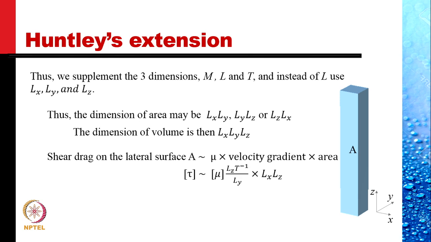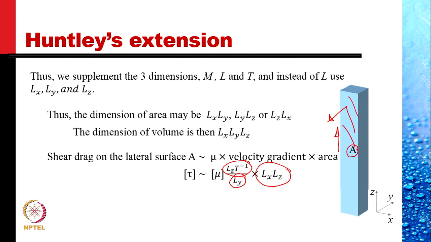Shear drag on the lateral surface marked A would be mu times the velocity gradient times the area. If the flow is in that direction, the velocity is Lz divided by t, and we are talking of the gradient normal to this velocity. So, the velocity gradient is obtained by dividing the velocity by Ly. And the area is of this surface, which is Lx, Lz.